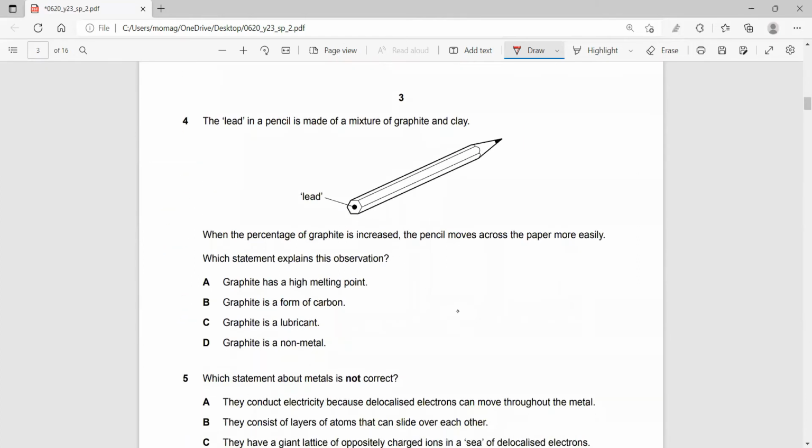Question 4. By default, you can state that graphite is a lubricant. This is a fact in the survey. It has nothing to do with anything else other than being a lubricant, if you read the question carefully.